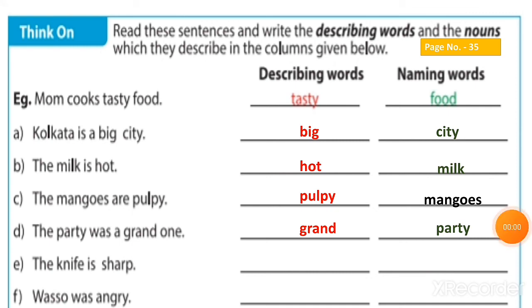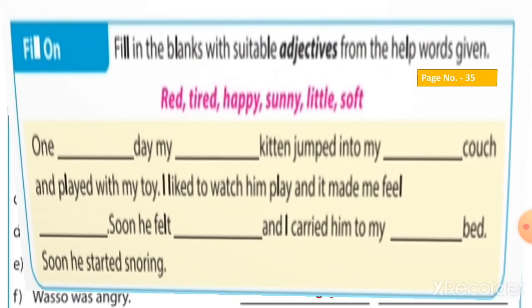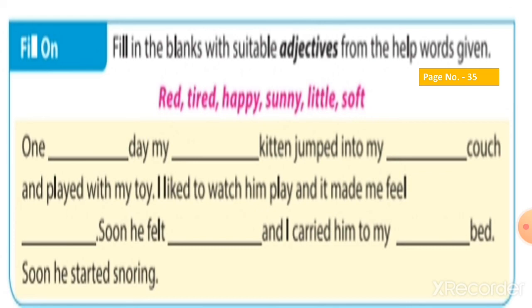E. The knife is sharp. Kids, in this sentence we are talking about the knife. How is the knife? The knife is sharp. So sharp is the describing word and knife is the naming word. F. Vasu was angry. Who was angry? Vasu. Vasu is the name of a person. So it is a naming word and what is the describing word? Angry.